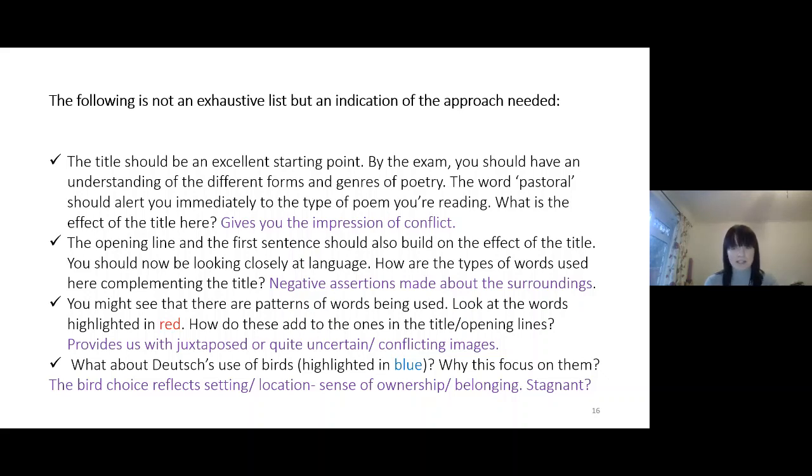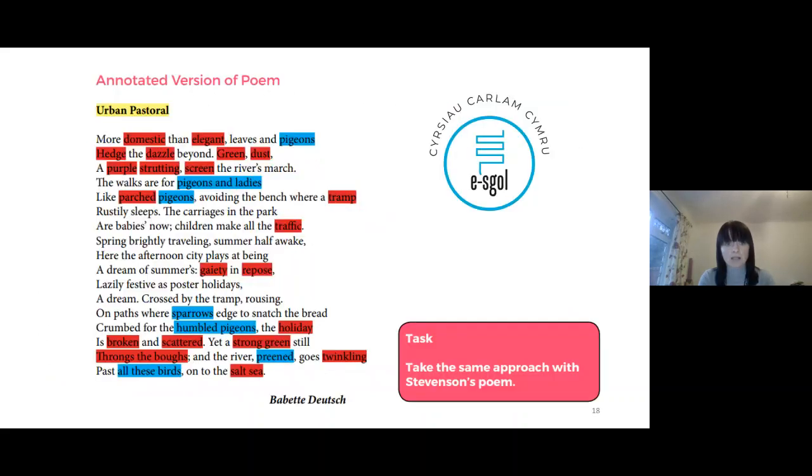It's almost as though there's a sense of ownership and belonging from the birds, okay? The pigeons. The pigeons are strong figures and strong characters there. It's almost as though they're stagnant. They're not able to sort of move on, or they don't want to move on, quite possibly. Okay, I'll just quickly skip to the annotated version.